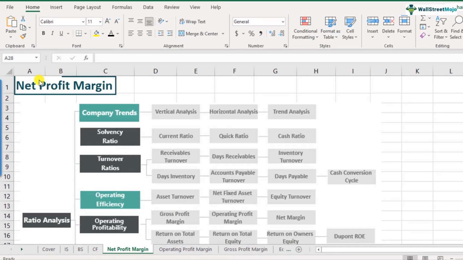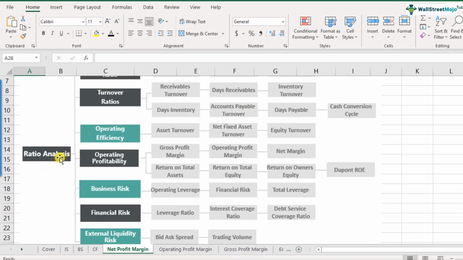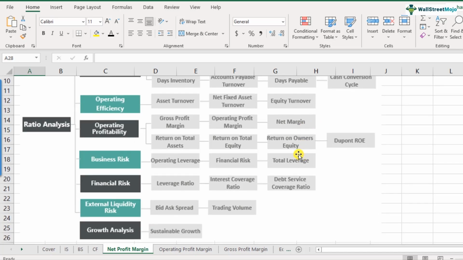What is net profit margins? Net profit margins is a part of the ratio analysis framework, and it comes under the operating profitability category. In our previous videos, we learned what is gross profit margins and operating profit margins. In this one, we'll look at what is the net profit margins. In order to understand what is net profit margins, you need to first look at what is net profit. So it's very simple actually.